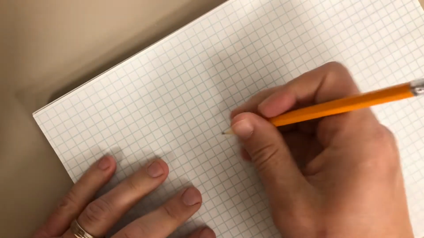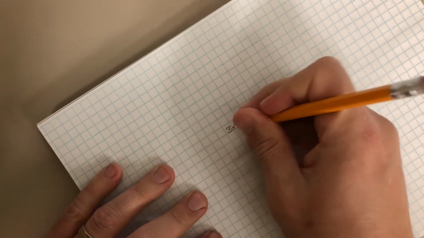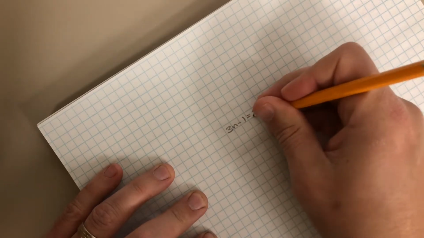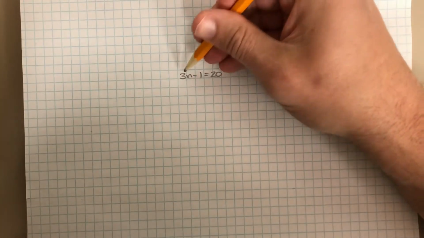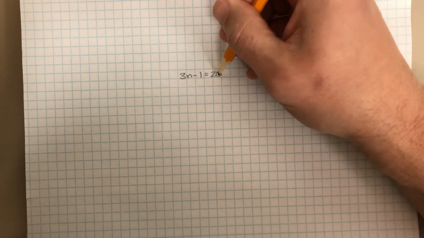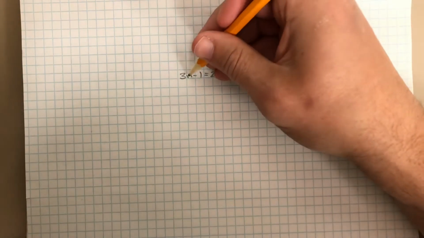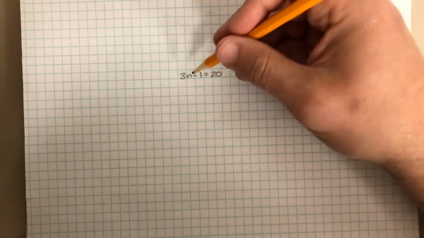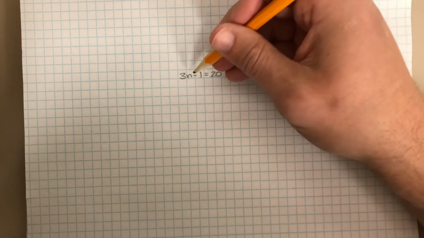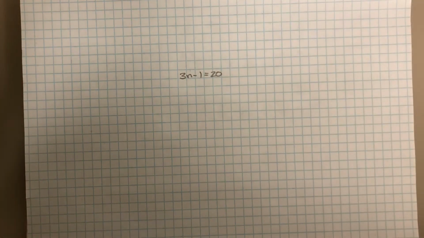If I have 3n minus 1 equals 20, okay? Some number. If I multiply by 3 and I subtract 1, I will wind up with 20. And I want to find out what that number is. Now, some of you might just be able to look at it and say, well, Mr. Belke, that's 7 because 3 times 7 is 21. 21 minus 1 is 20.